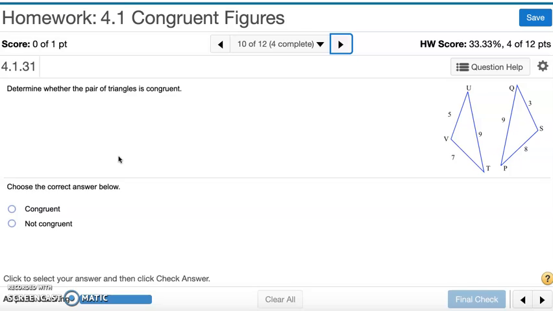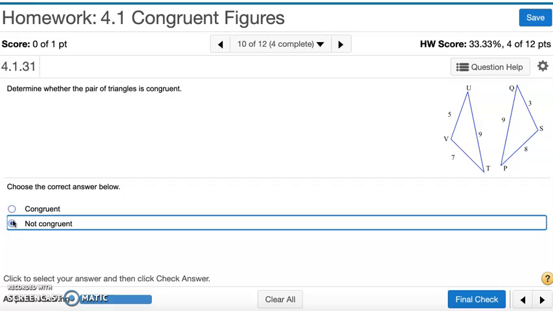Going to number 10. Determine whether the pair of angles is congruent. Well, looking at the 2 angles, even though one side length has the same measure, the other ones are different. So it can't be congruent unless all the sides are the same. So we're going to say not congruent.